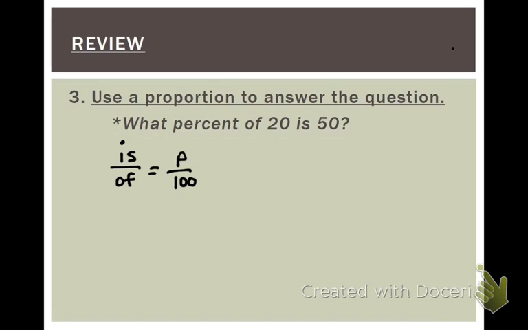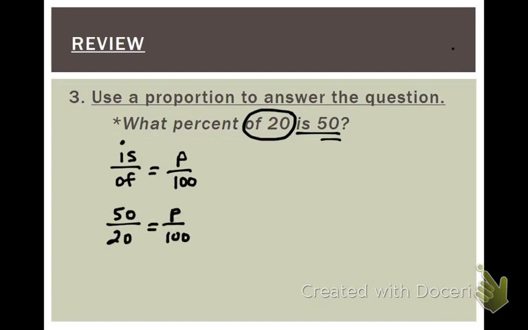Do I know what the percent is yet? No, I do not. Do I know my is? Yeah. What's my is? 50. It's whatever comes after the word is. So look at the original problem, okay? Is 50. So I know that that's going to be my 50. Do I know my of? It's whatever number comes after the word of. So 50 over 20 equals P over 100.